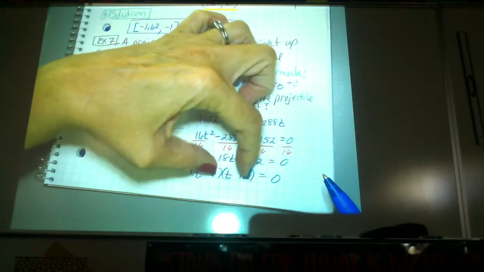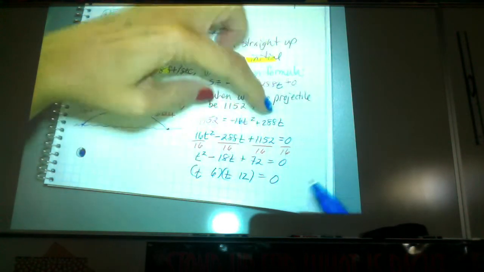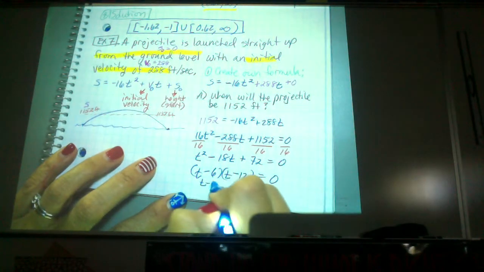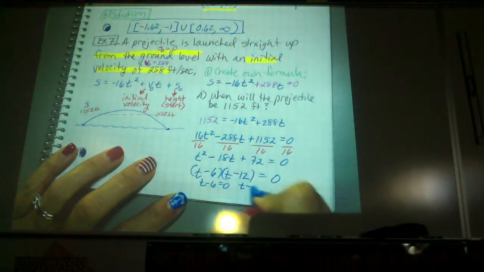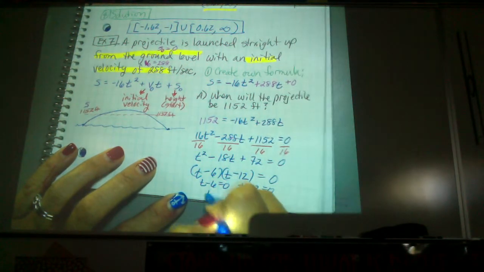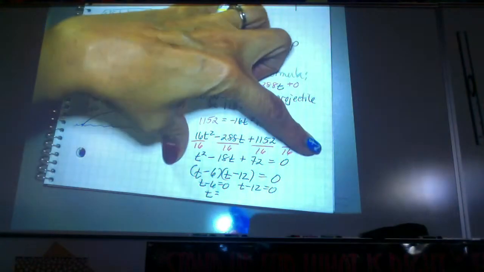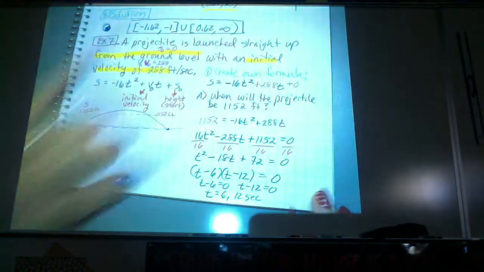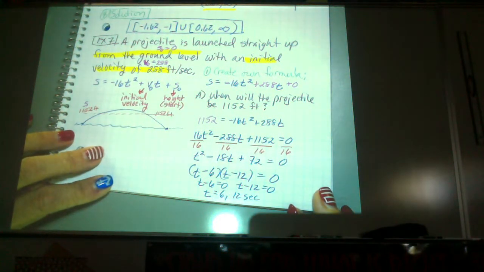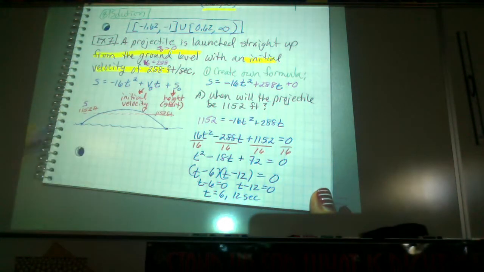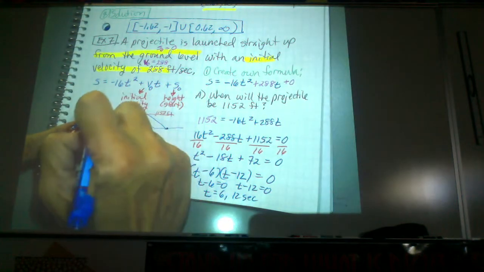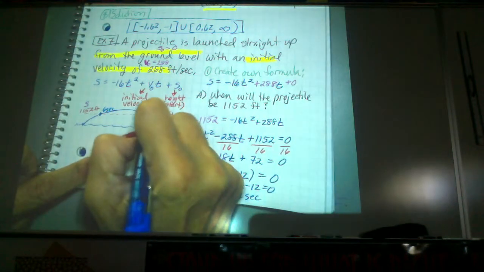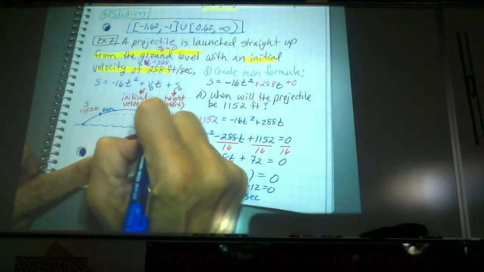For these to add to give me negative 18, what do the signs here have to be? Both negative, which makes sense because when we do t minus 6 equals 0 and t minus 12 equals 0, what is the value for t? So 6 and 12 seconds. So it's asking, when will the projectile be 1152 feet? Well, on the way up, this would be right here, 6 seconds. And on the way down, this would be your 12 seconds.